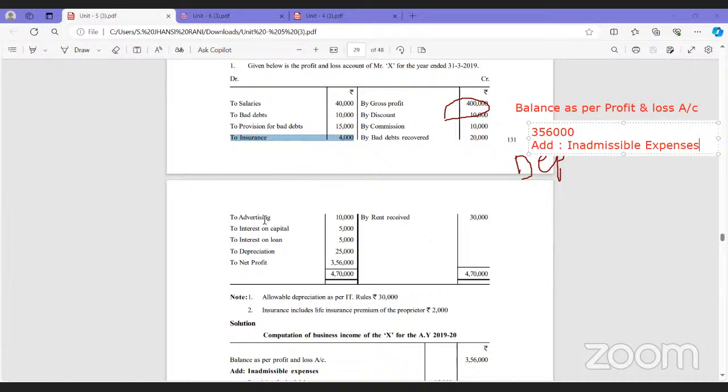Now advertising, they did not mention anything, so it's a business expenditure. In other cases, if they mentioned in the note that advertisement expenses were included when it was published in a pamphlet of some political party, in that case, it will become inadmissible expenditure. So under inadmissible expenses, we write first, provision for bad debts.